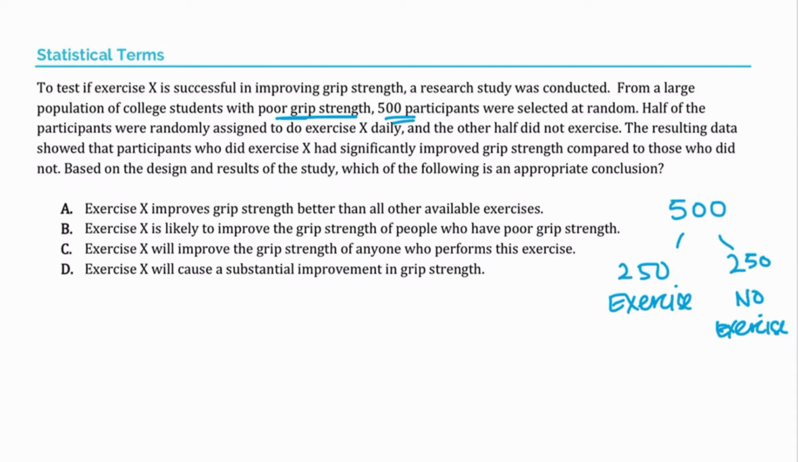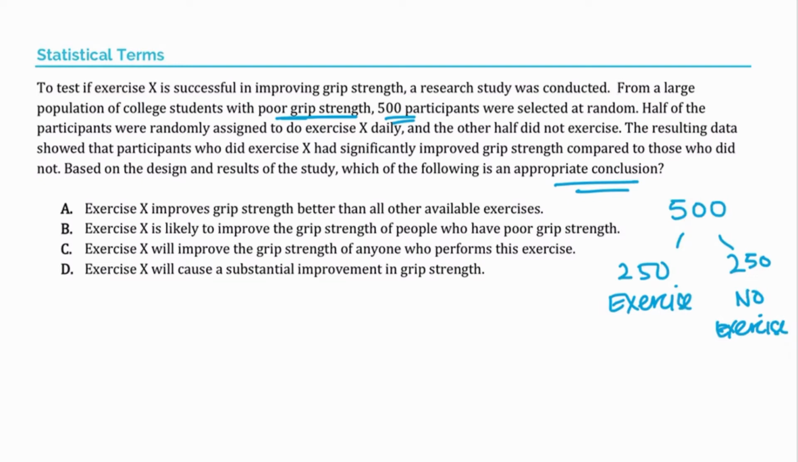Half of the students did the exercise, half didn't, and they found that the students who did do the exercises showed stronger grips compared to the students who did not. So based on the design and results, which of the following is an appropriate conclusion? Which of these are you allowed to conclude?